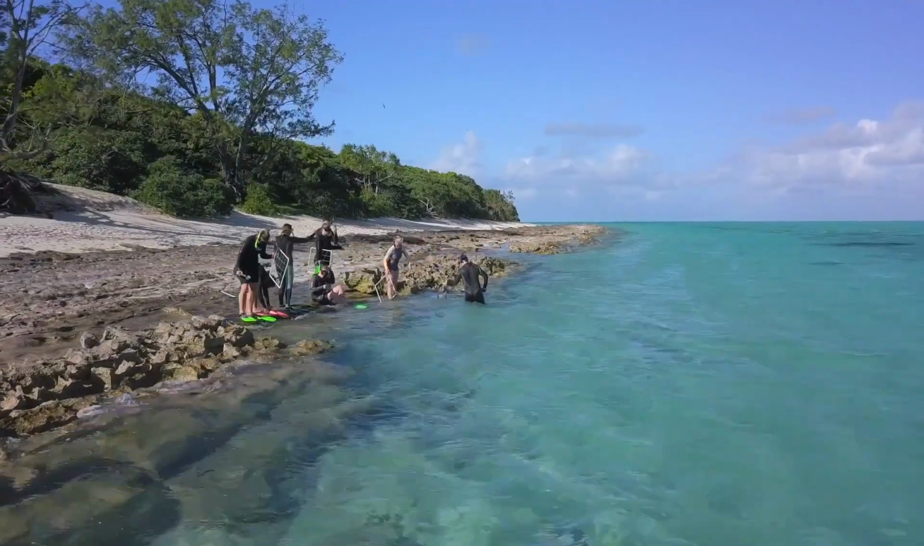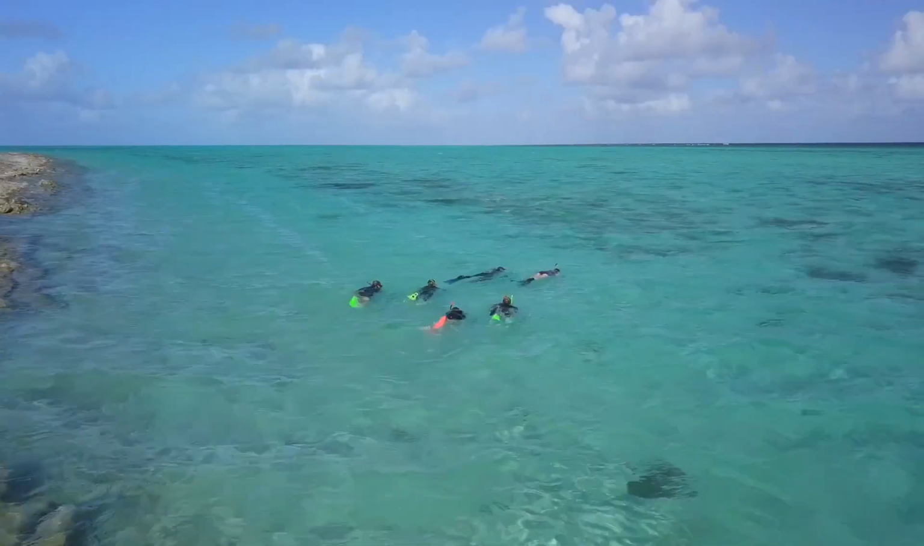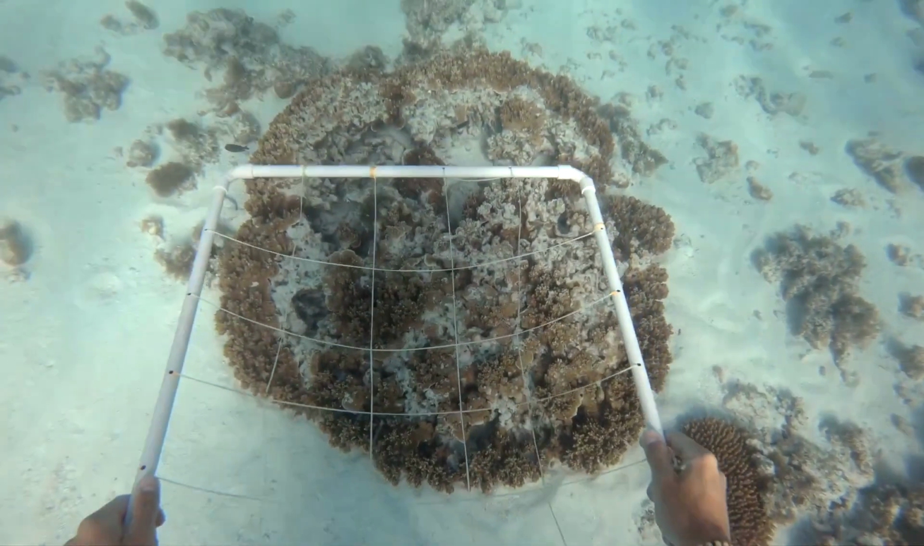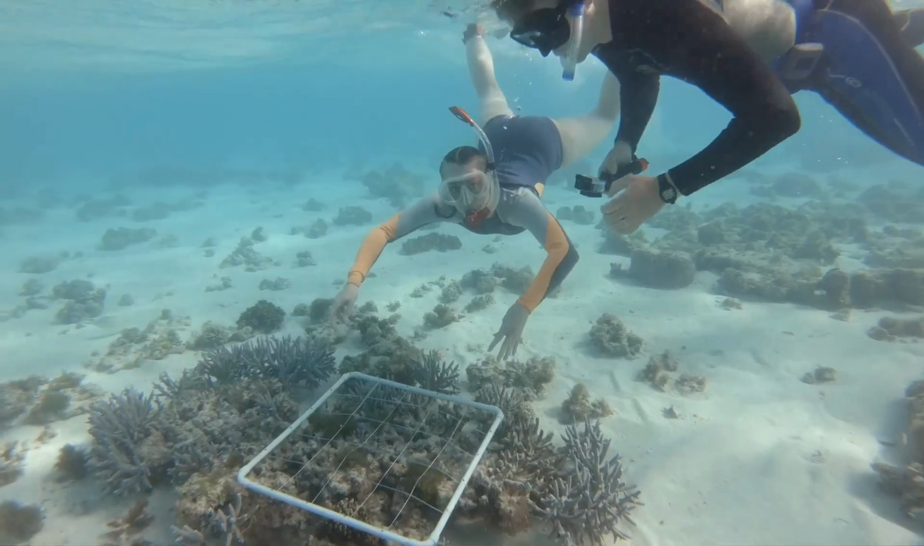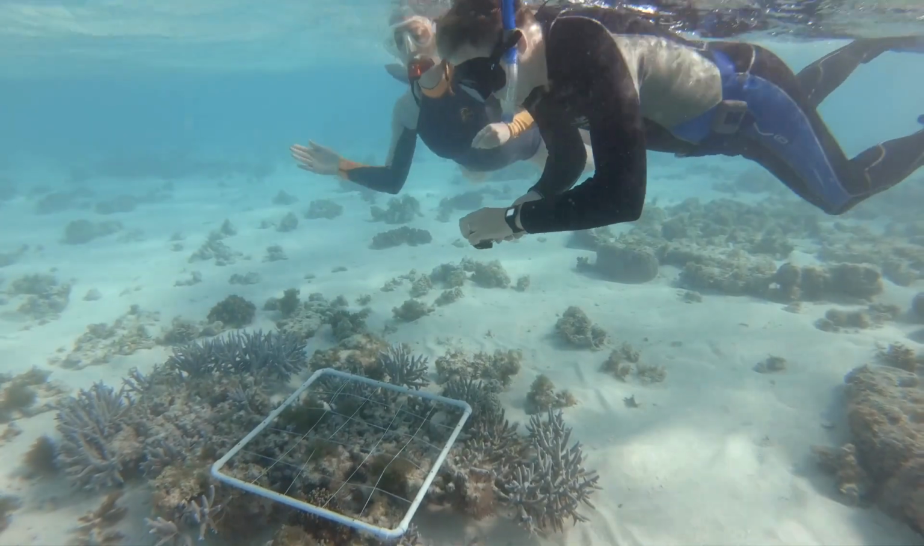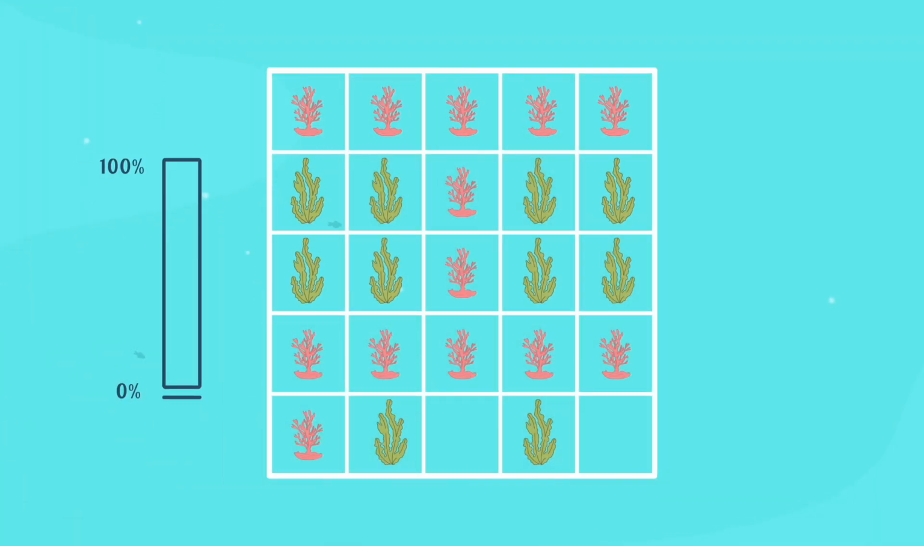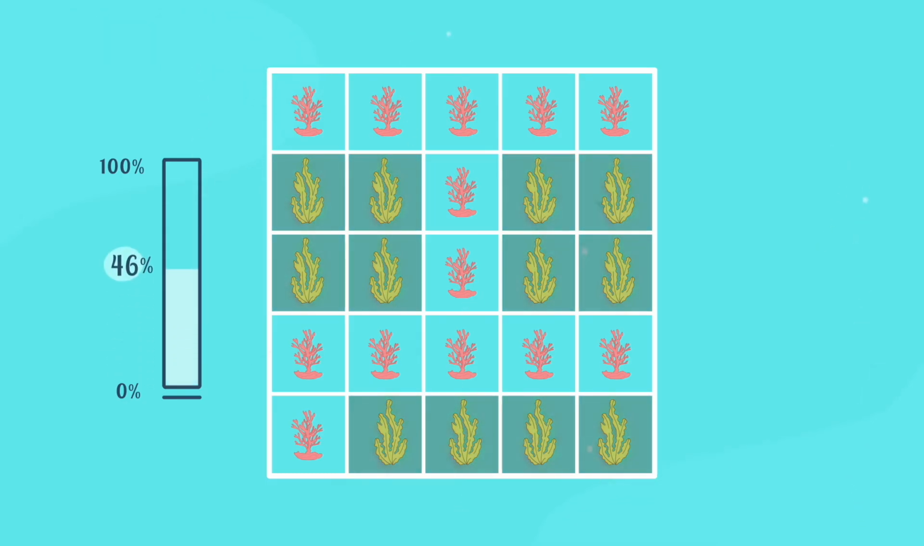To see how much algae is in each area, Trisha, Ed, and their science crew will lay down their sample squares, or their quadrats, and in each spot they'll take a picture of what they see. Later in the lab, they'll be able to look at the picture of the quadrat to determine what percentage of the square contained algae versus healthy coral.